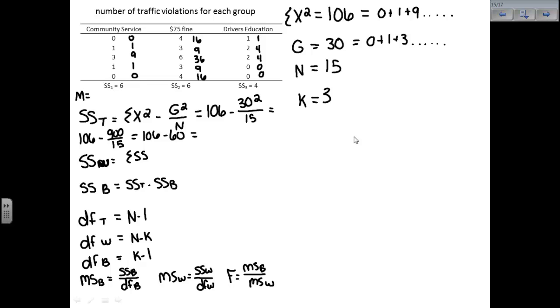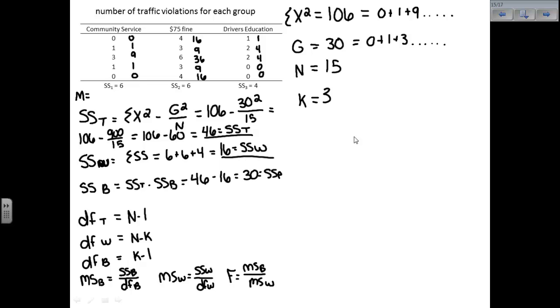And 106 minus 60 gives you 46 for your sum of squares total. Then your sum of squares within, you simply add the sum of squares that were given to you. So 6 plus 6 plus 4 equals 16. That is your sum of squares within. Then your sum of squares between, you just take your sum of squares total of 46 minus your sum of squares within of 16, and you end up with 30.